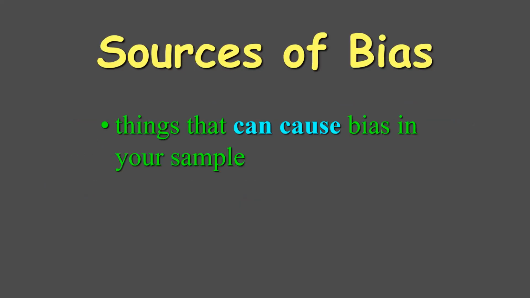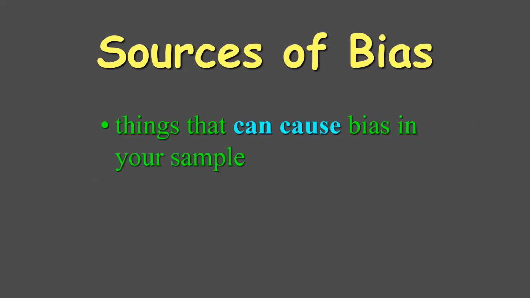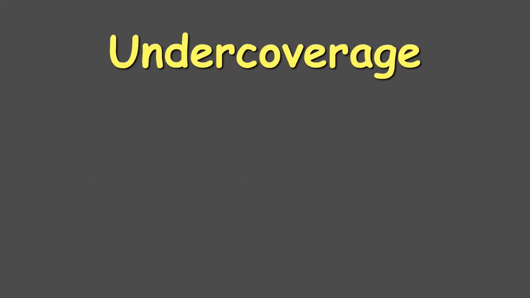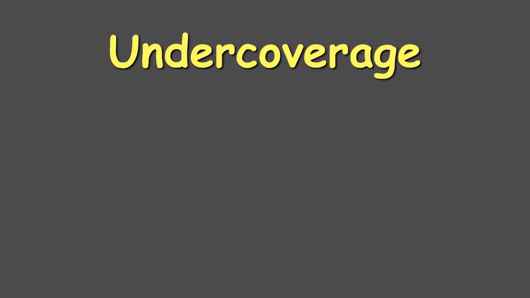So, sources of bias. Sources of bias are things that can cause bias in your sample. And you cannot do anything with bad data, okay? So if you think that your sampling method is wrong or that people are being swayed in a certain way, maybe you should choose a different sampling method and collect more accurate data. Because if your sample is not representative of the population, you can't really make an inference regarding the population.